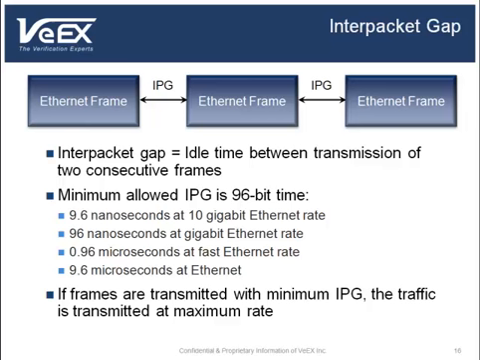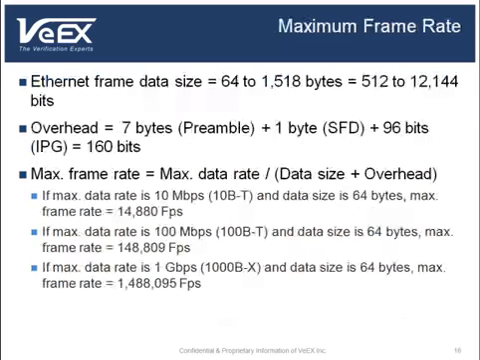At a gigabit Ethernet rate, the minimum interpacket gap is 96 nanoseconds. At a 10 gigabit Ethernet rate, the minimum interpacket gap is 9.6 nanoseconds. To transmit traffic at the maximum rate, the frames must be transmitted with these minimum interpacket gaps. We will now learn how to calculate the maximum frame rate.